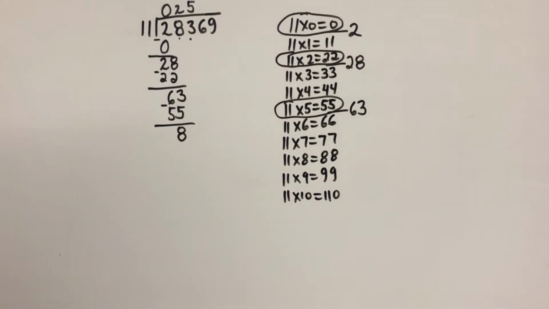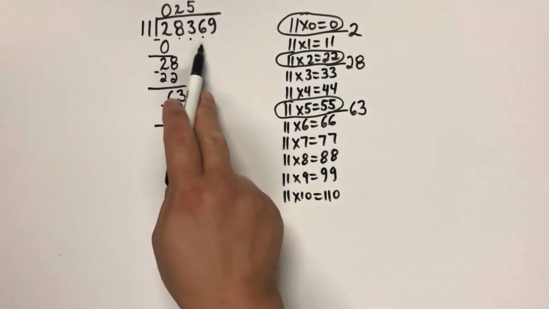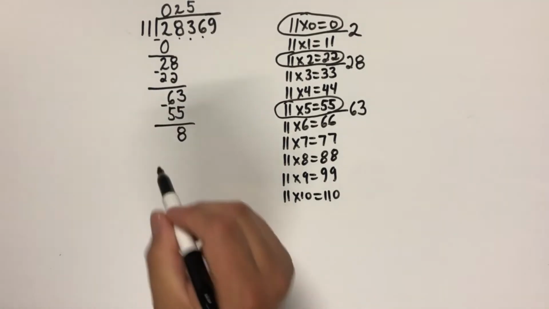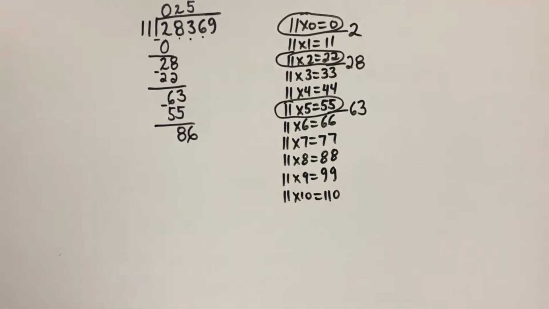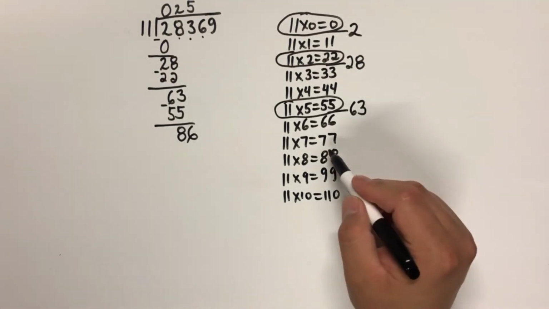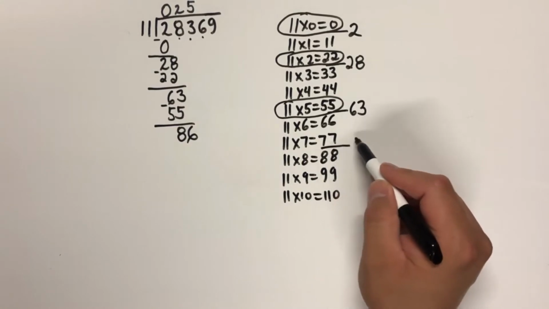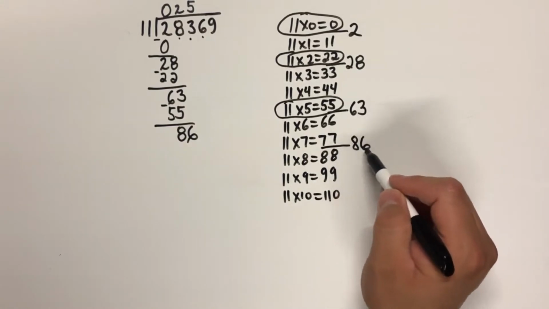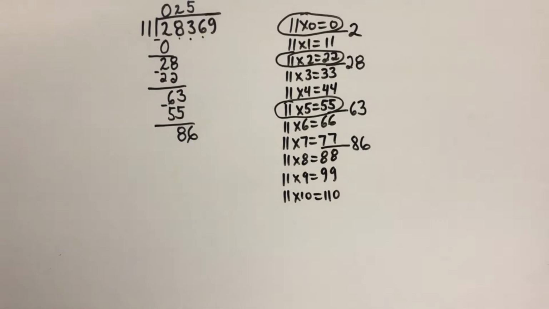Okay, the next step to do is to look at the next number inside the division house, which is the number 6, and I'm going to bring it down so that I now have the number 86. Now I'm going to repeat what I've been doing, which is squeeze the number 86 in between two numbers over here. I can see that the number 86 is right here. It's in between the numbers 77 and 88.